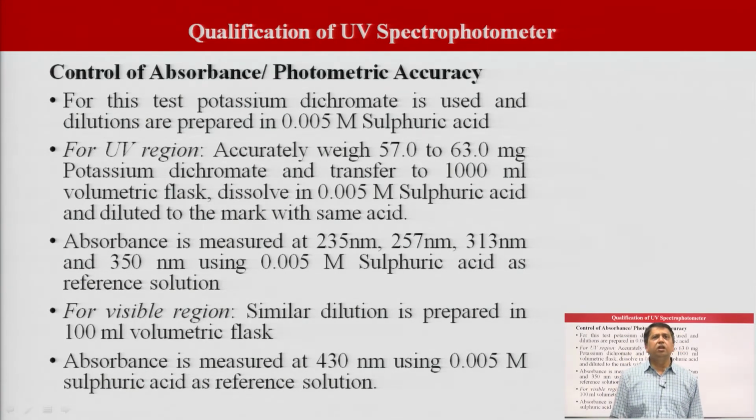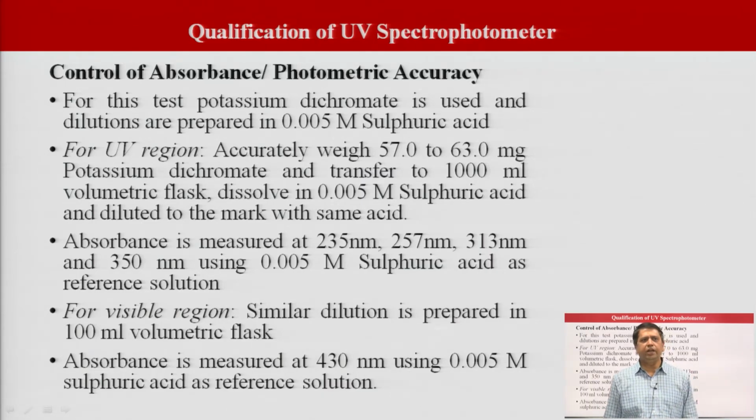Now, the next test is the control of absorbance or the photometric accuracy. For this test, we are using potassium dichromate solution, and the dilution of potassium dichromate solution is prepared in 0.005 molar sulfuric acid. And this test is performed in two different ways, for the UV region as well as for the visible region. If we are performing the analysis in the UV region, we have to use this potassium dichromate solution in a different way, and for the visible region there is another methodology.